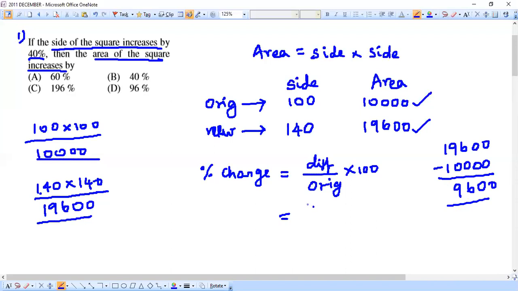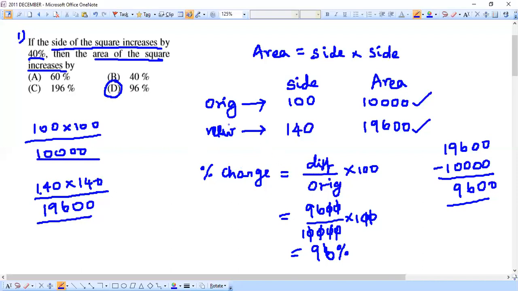So that means we are getting the difference to be 9,600 divided by the original area. Original area is actually 10,000, into 100. So in this calculation, this 00 and this 00 we can cancel. And once again, this 00 we can cancel with this 00. So finally our answer would be 96%. See here, we are left with only 96. So that means our new area will be increased by 96%, which is matching with option D, and that is going to be the answer.